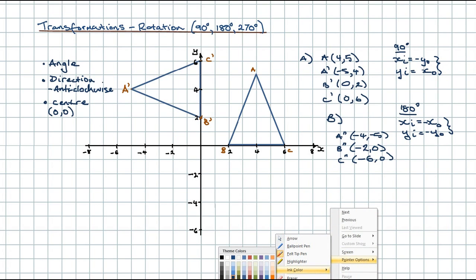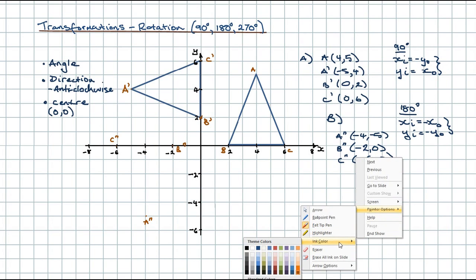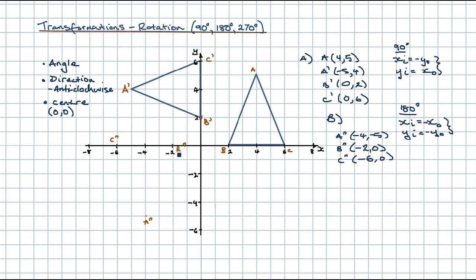So minus 4, minus 5 is going to take us to here. Minus 2, 0 is here. And minus 6, 0 is here. If we join these together, so we've got A prime prime, B prime prime, C prime prime, we should have a 180 degree rotation. And we can say anti-clockwise or clockwise because, of course, that would produce the same result.